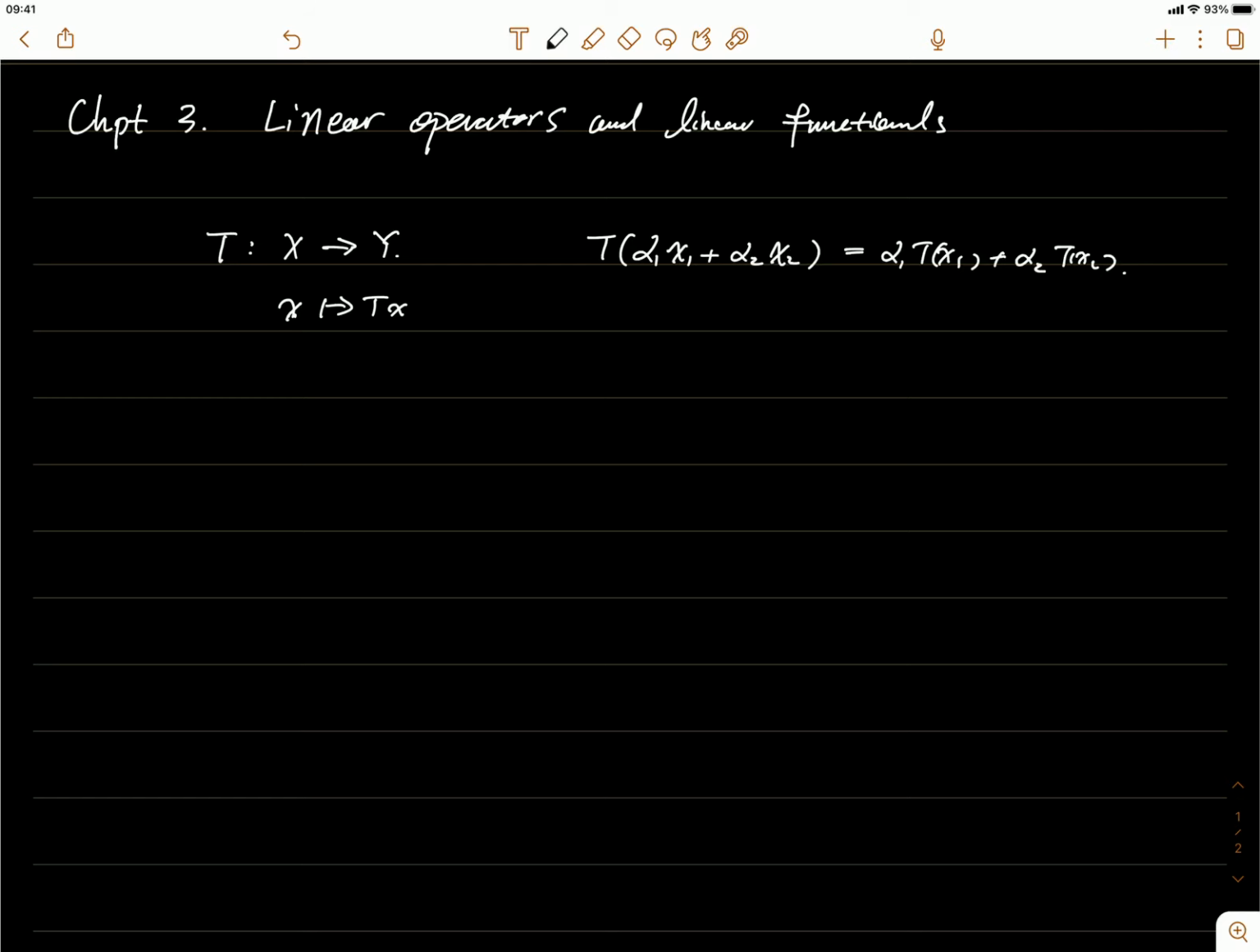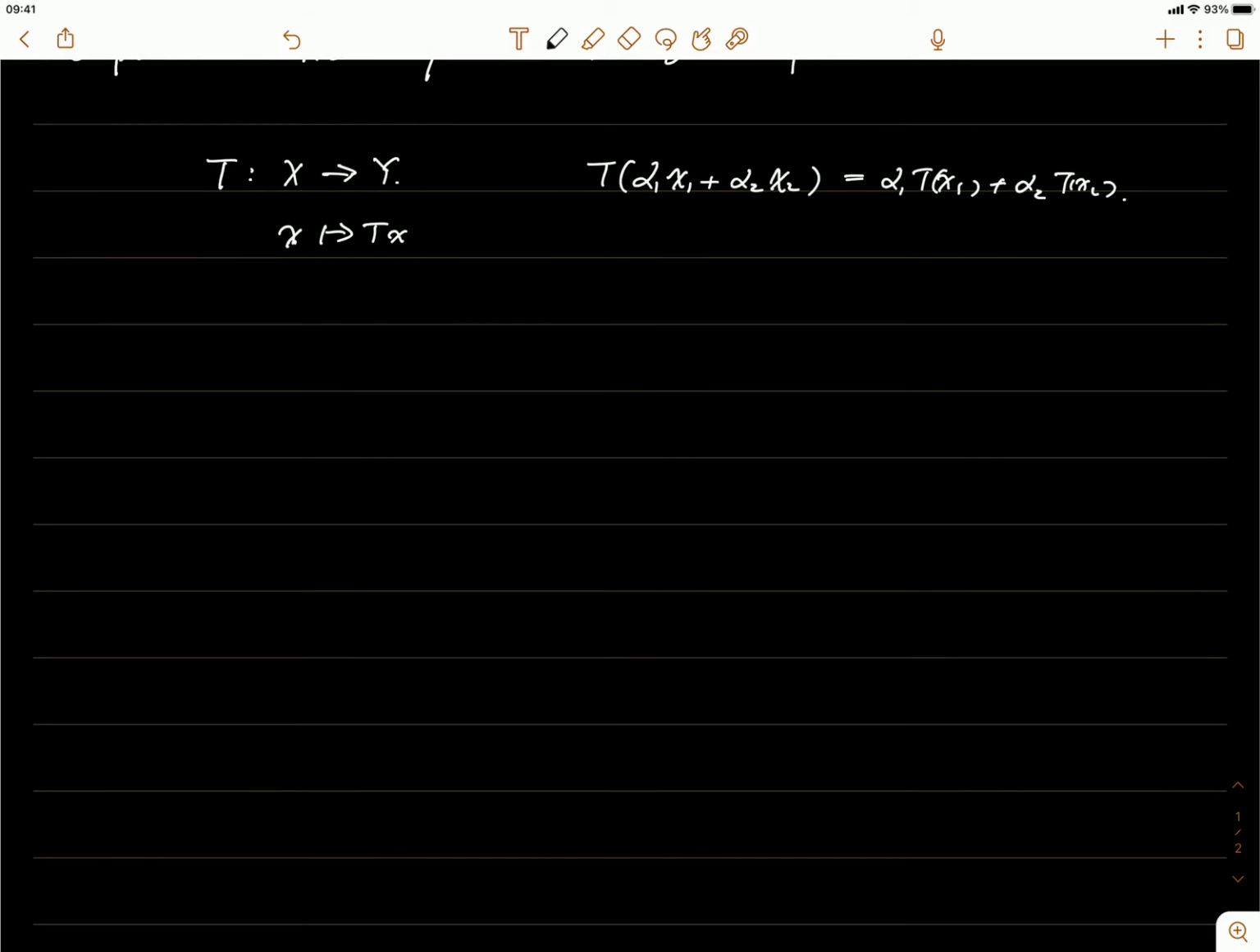And why is this common? The easiest example that we have learned in algebra is that when you consider a linear transformation from, say, Rn to Rm, you just have to map every n-dimensional vector to some m-dimensional vector, and this mapping can be realized by a matrix, right?